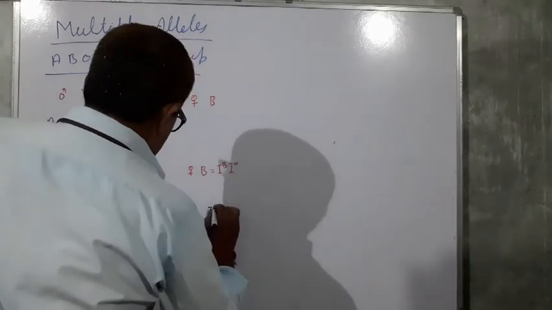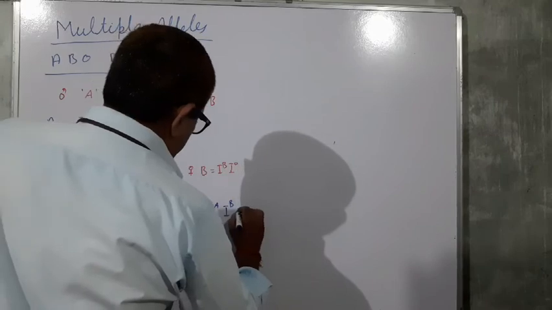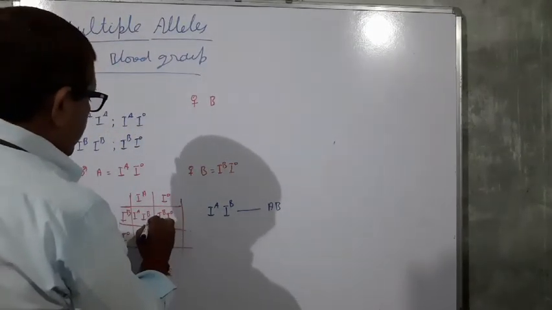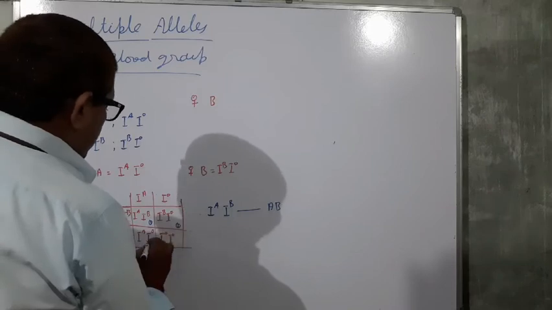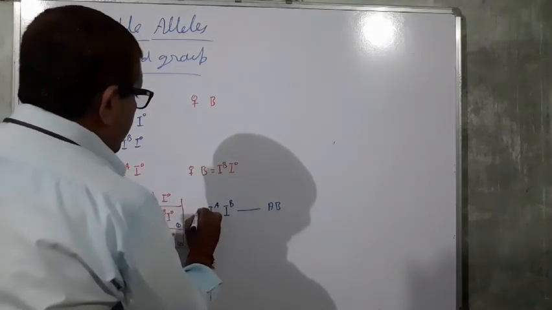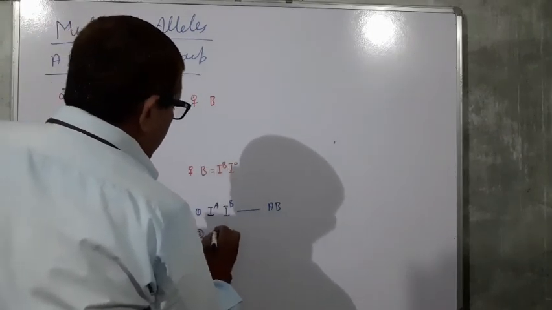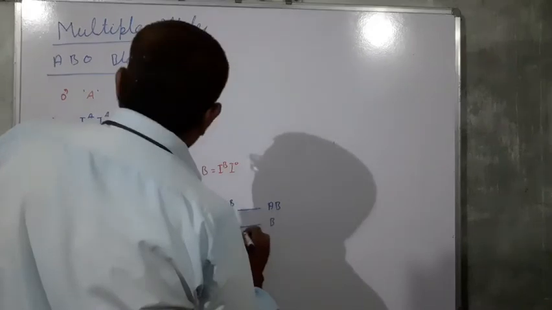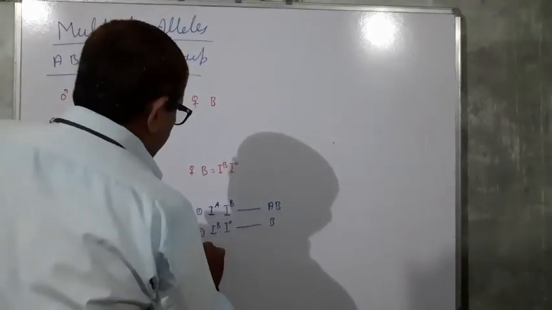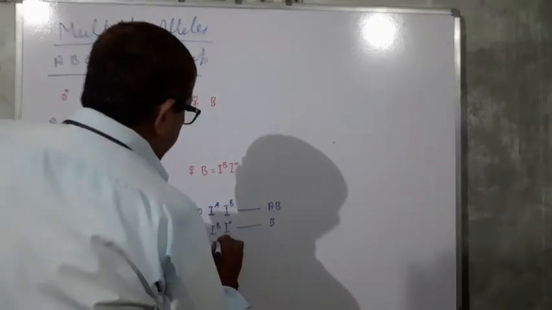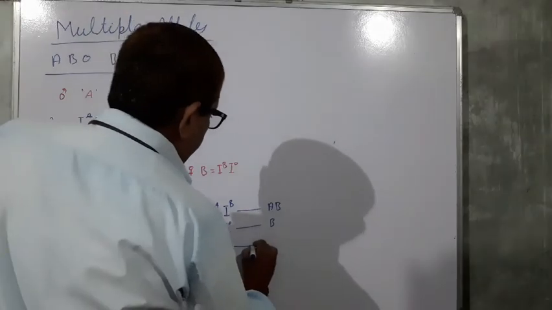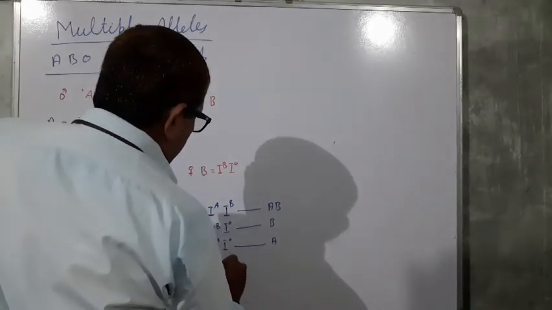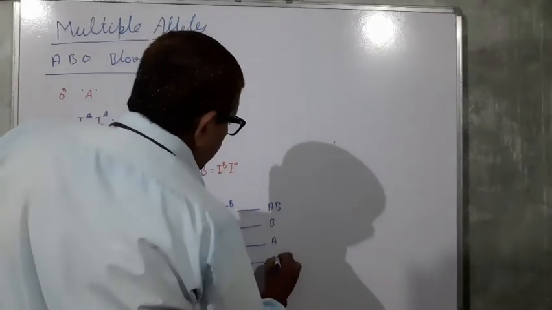So first you see IA and IB, that will have blood group AB. Suppose these are 1, 2, 3 and 4. Second, IO and IB, so blood group will be B. The third, IA and IO, here blood group will be A. And fourth, IO and IO. In this situation there will be blood group O.